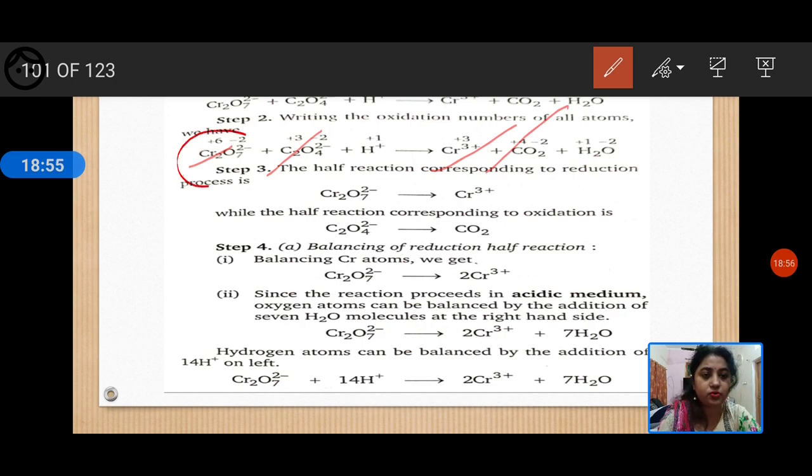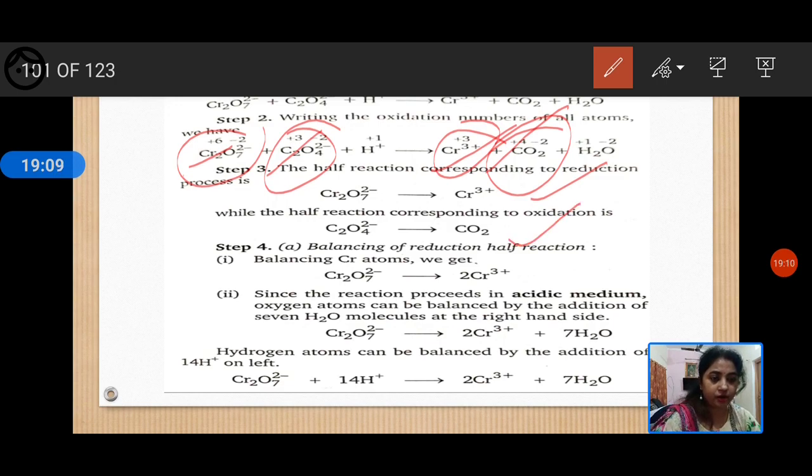So now we have the two half equations. This Cr2O7 2 minus is giving chromium. So this is our reduction process, half reaction. C2O4 is giving CO2. This is our oxidation half reaction. Now step 4, balance the reduction half reaction. Now see here, Cr2O7 2 minus gives 2 Cr3 plus. We are going to balance this first.